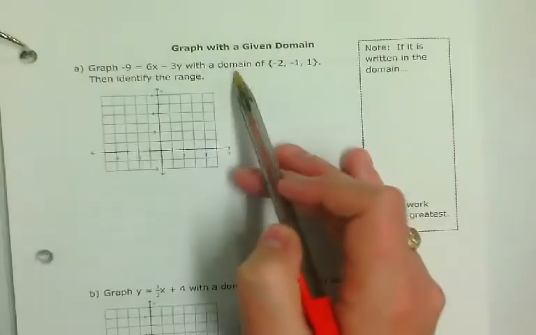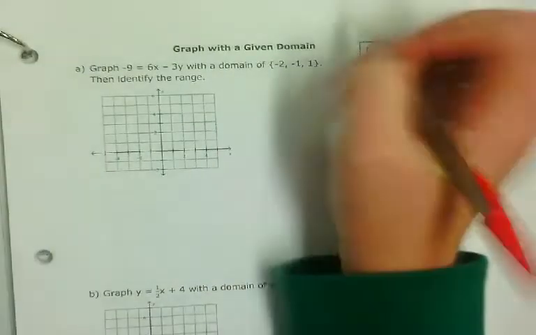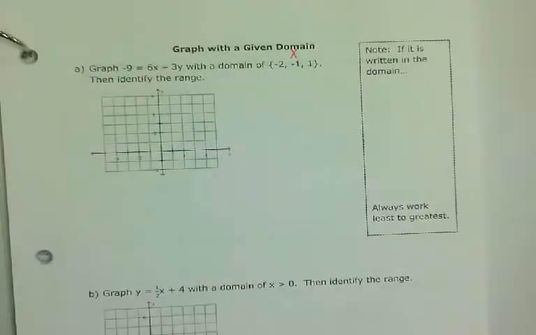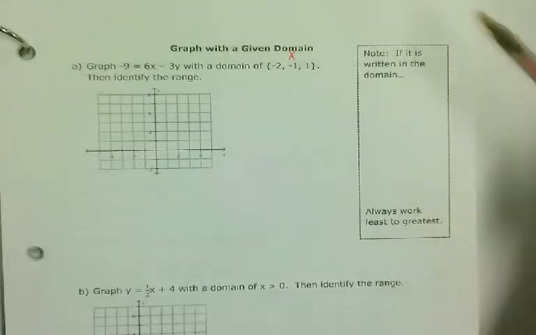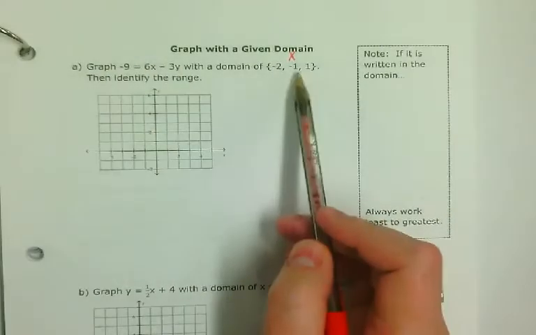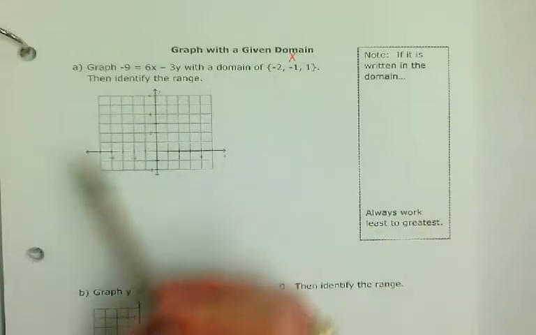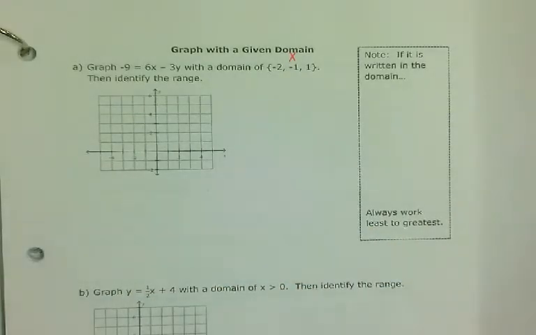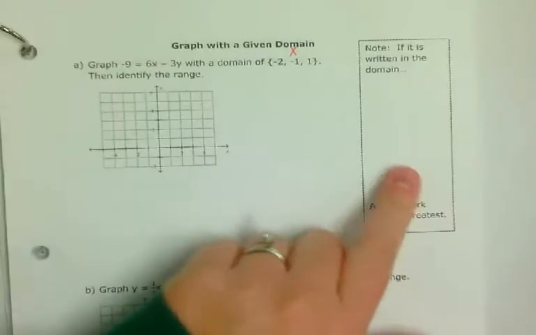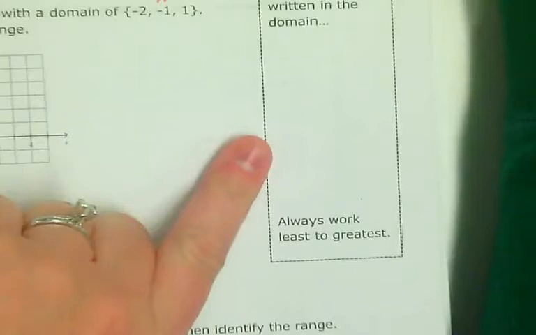So first of all, domain is my what values? These are my x values, right? So what they're wanting me to do is take this equation, use the domain given, figure out what it would look like, and then come up with a range. But we need to write a note over here. You see this little dotted box?